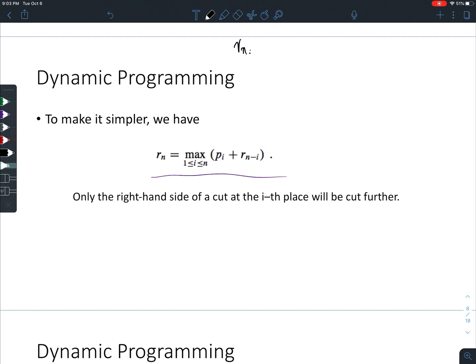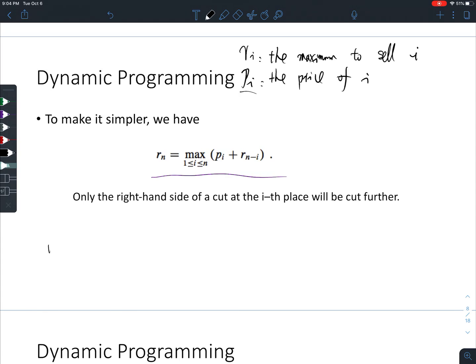Here Rn denotes, let me make it general, Ri, where i can be any integer from 0 to infinity. Ri means the maximum revenue to sell a rod of length i, which allows you to cut the rod as many times as necessary. Pi means the price of a rod whose length is i. If you have a rod of length i and you sell it directly, this is the money that you can get. So people design the solution in this way.